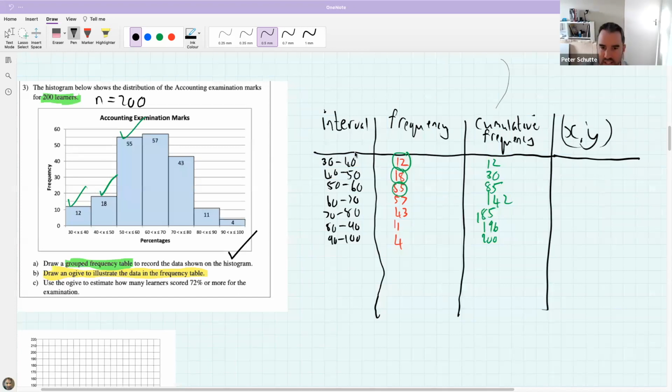And remember, you need to use the end. So at the end of the first one is a 40. And so your very first point is going to be 40, 12. And that is the point on the ogive. The next one is going to be 50, 30. I want you to figure out the rest of the points that are going to go on our ogive. And remember, with an ogive, you get the x coordinate from the end of the interval, and you do add in one little one at the beginning, but that one I'll talk about a bit later.